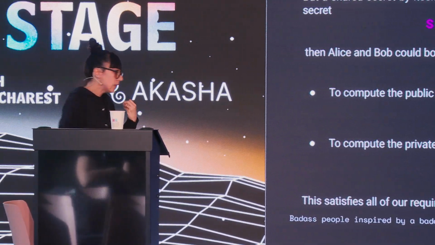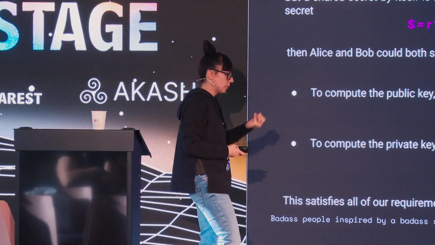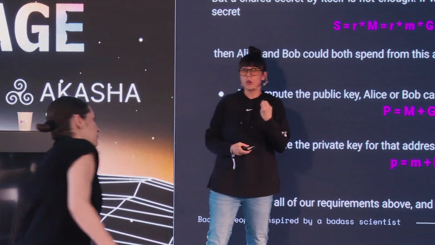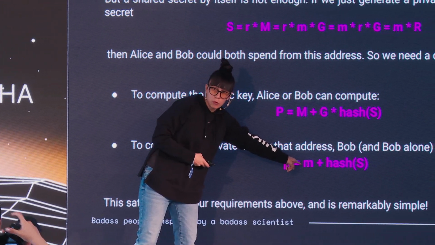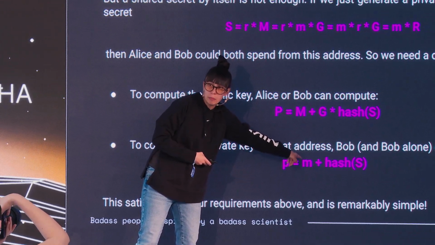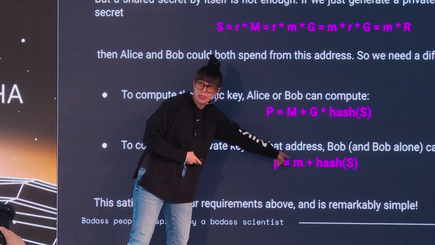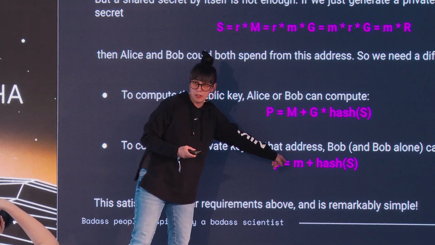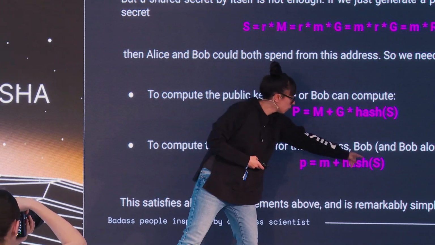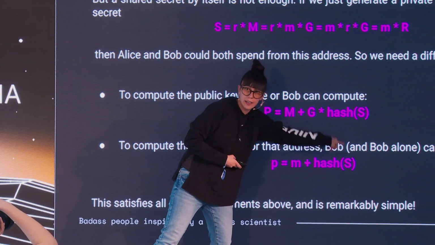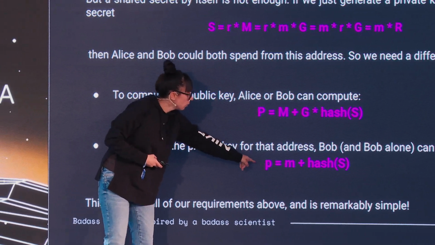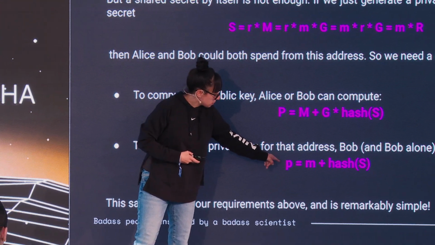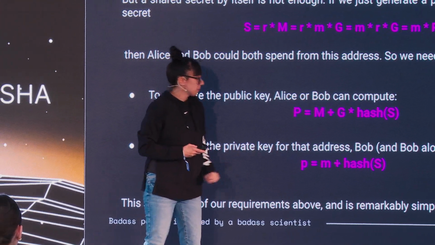So we need to include in the private key something that only Bob knows. So we will add here little m. What is little m? Little m is Bob's private key for his stealth meta address, okay? So both of them can calculate the shared key, and the hash of the shared key, but only Bob knows little m, so only Bob has the private key for this new address.